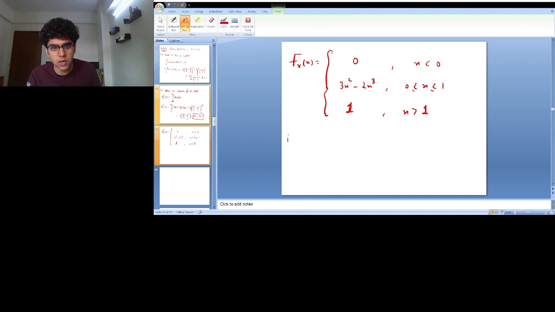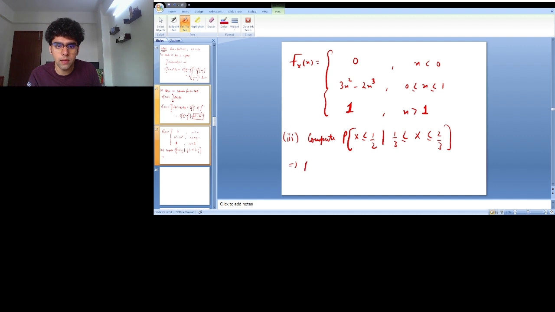My third part now says: compute P(X less than or equal to 1/2, given that X lies between 1/3 and 2/3). The formula for conditional probability is, if my events are A conditional on B, P(A given B) equals P(A intersection B) divided by P(B).